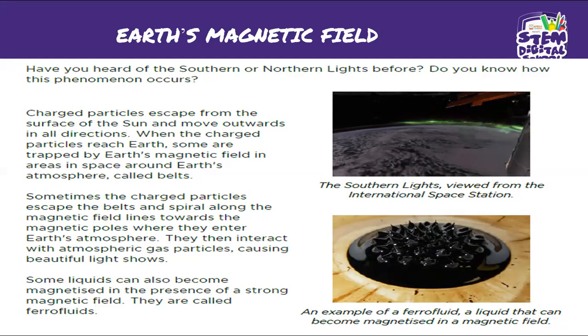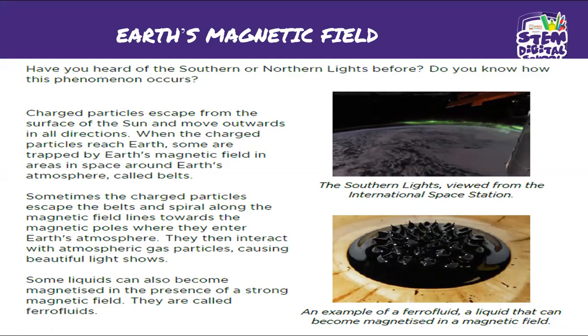Some are trapped by the Earth's magnetic field in areas in space around the Earth's atmosphere called belts. So when the charged particles are trapped by the Earth's magnetic field in areas in space, they are called belts. Let me quickly see.